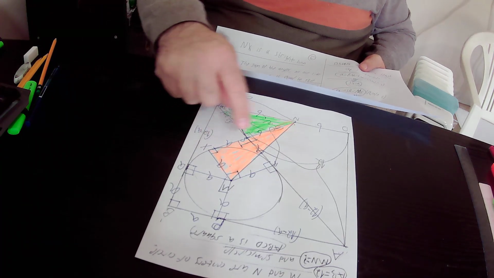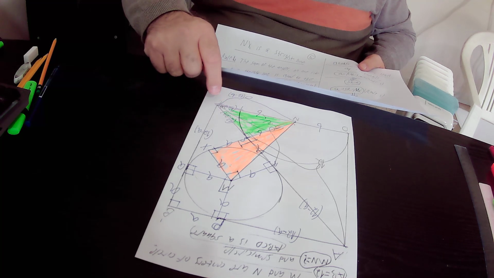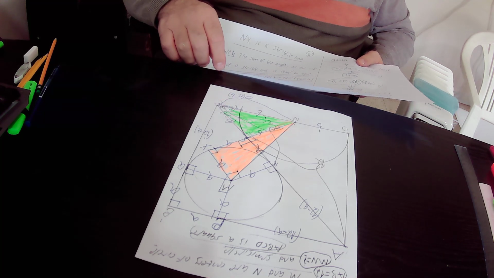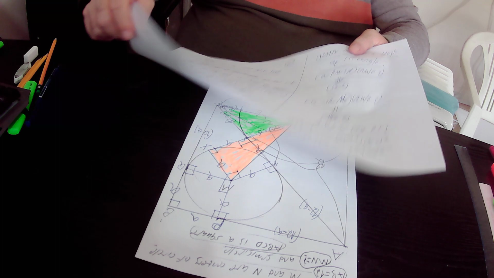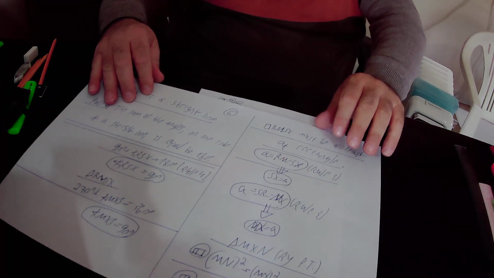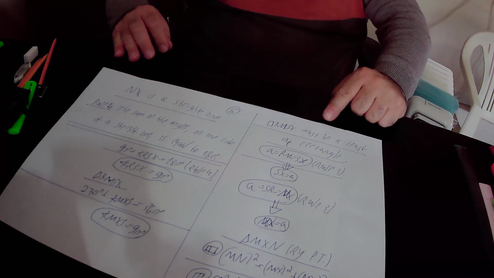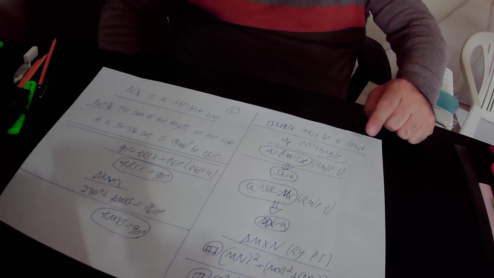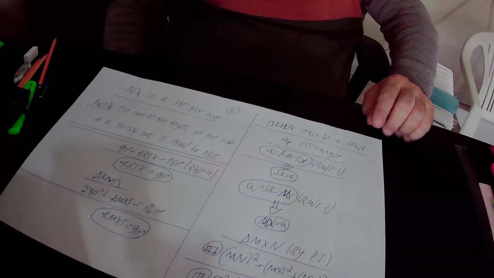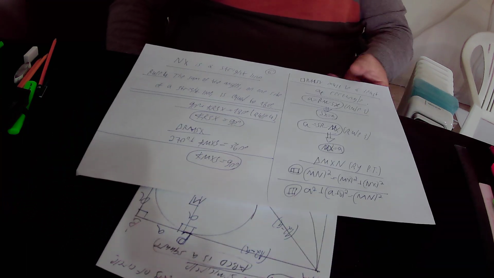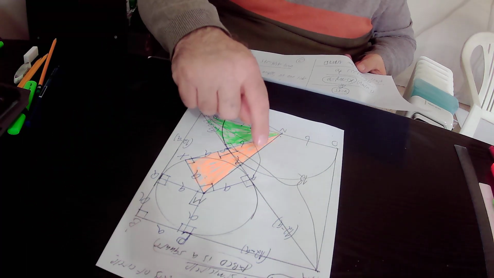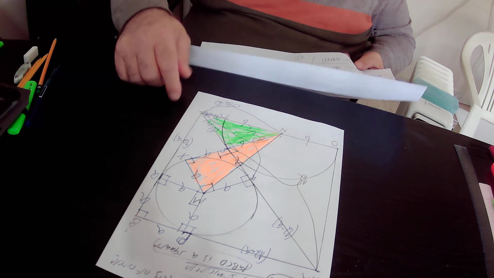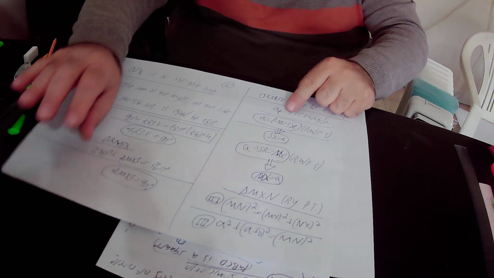So actually, quadrilateral RMSX has 4 right angles. And any quadrilateral that has 4 right angles must be at least a rectangle. We know that the opposite sides of a rectangle are equal to each other. That is to say, RM must be equal to SX according to rule number 3.